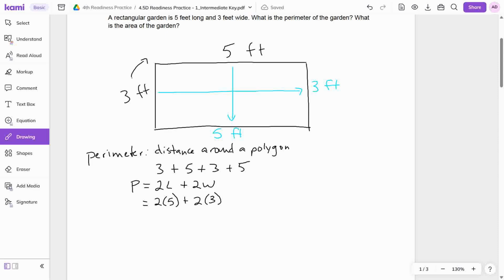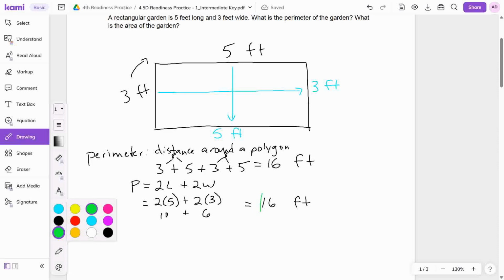And so what this top one is going to get me is 5 and 3 is 8, 5 and 3 is 8, 8 and 8 makes 16. This makes 10, and this makes 6. Doesn't matter which order you do it. Either way, your perimeter is going to be 16 feet, whether you just add all the way around or whether you use this formula 2L plus 2W, double the length plus double the width. So that is the perimeter.